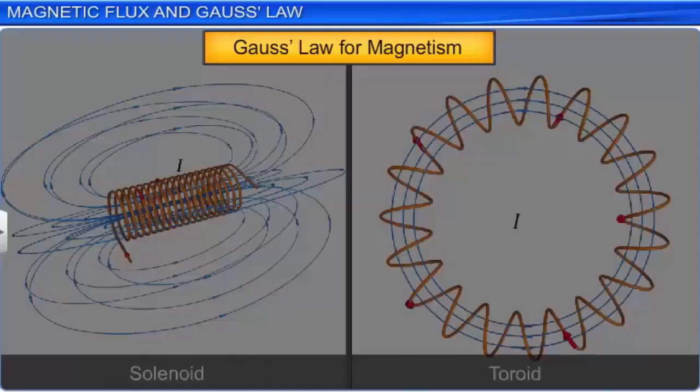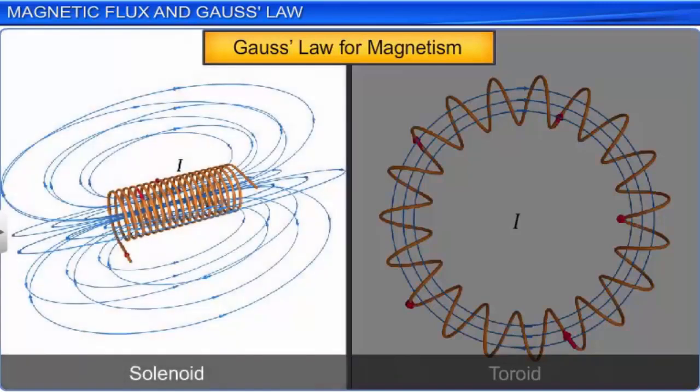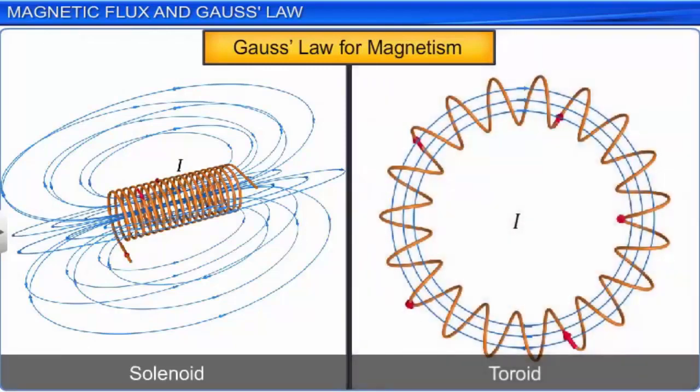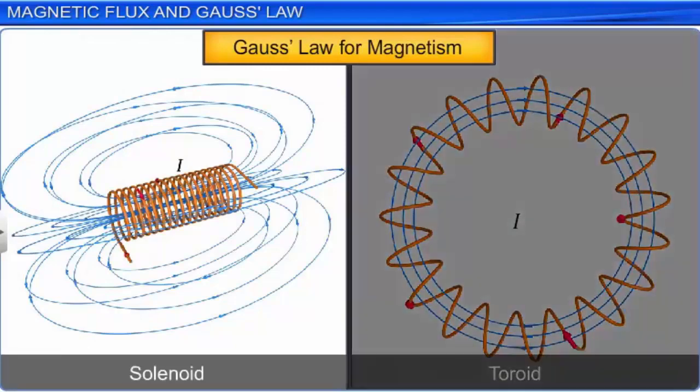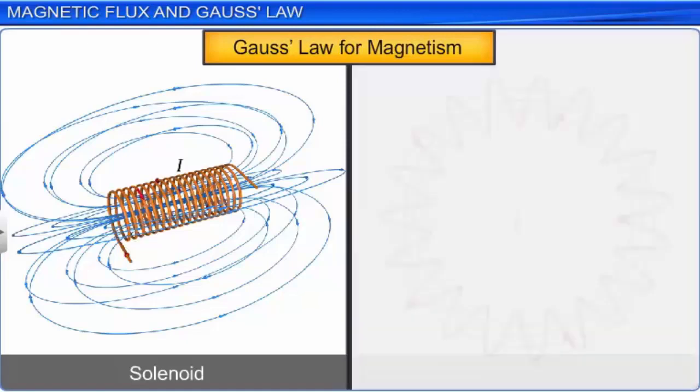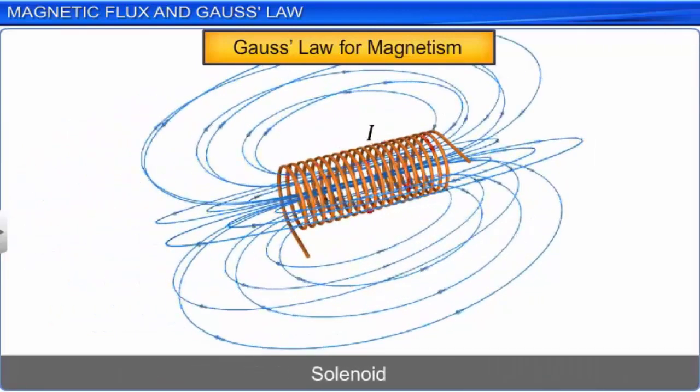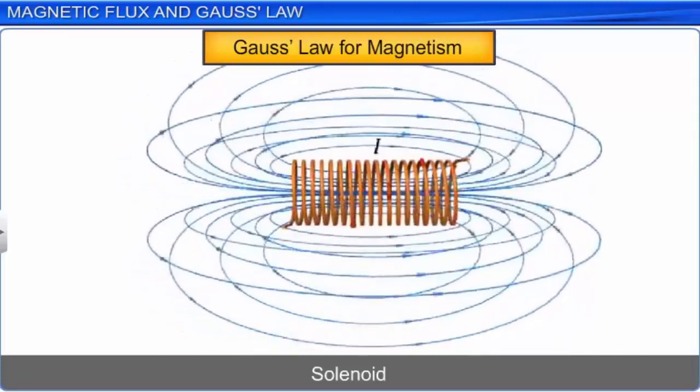For a better understanding, let's discuss Gauss' law for magnetism with some examples, such as a solenoid and a toroid. In the case of a current-carrying solenoid, the magnetic field lines around the solenoid are similar to that of the magnetic field lines due to a magnetic dipole. Here, the magnetic field lines come out from one face of the solenoid and enter into its other face.